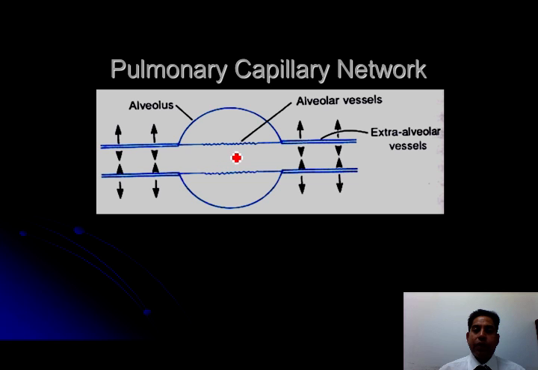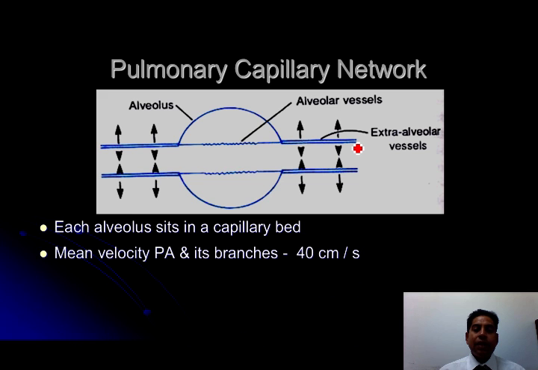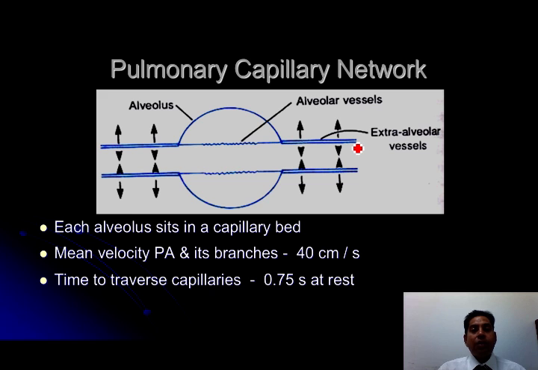So if you look at the pulmonary capillary network, the capillaries are of two types, either situated within the alveolus, where we call them the intra-alveolar vessels, or they may be lying outside on the bronchioles, and these are called the extra-alveolar vessels. Now each alveolus sits in a bed of capillaries. The mean velocity of the pulmonary artery and its branches is around 40 centimeters per second, and the time required for the blood to flow through these capillaries is 0.75 seconds, that is 3/4 of a second.